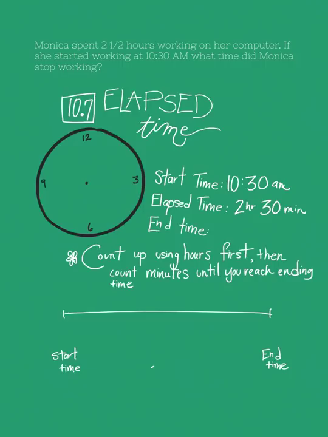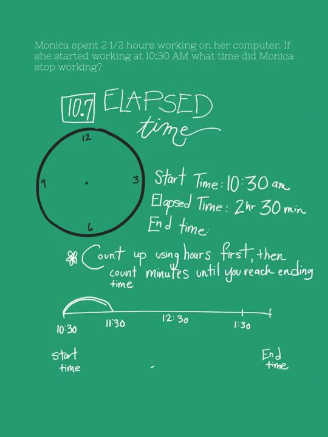So I like to count up. So you start for start time and then you count. So I go 10:30, 11:30. Then the next hour would be 12:30. Then here would be 1:30. But I don't know if we're going to go that far, so we're just going to see.